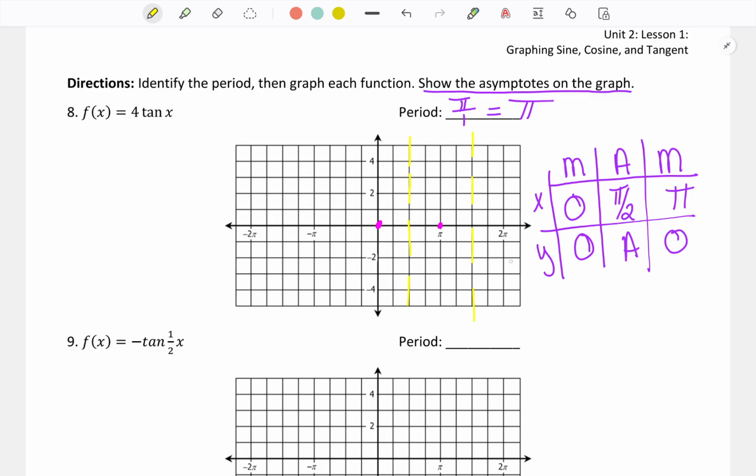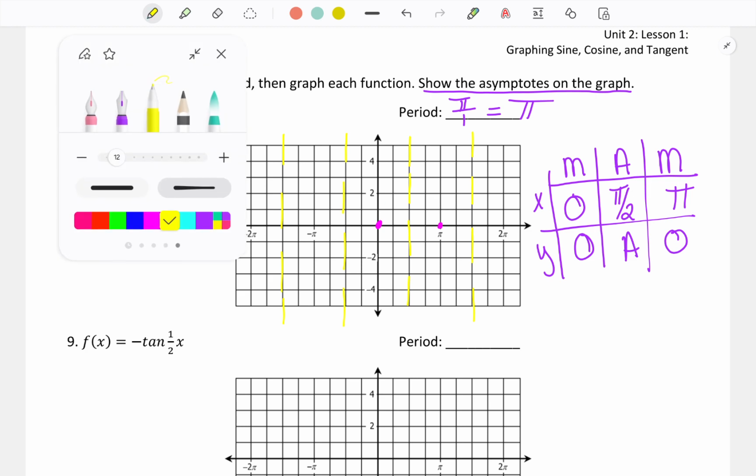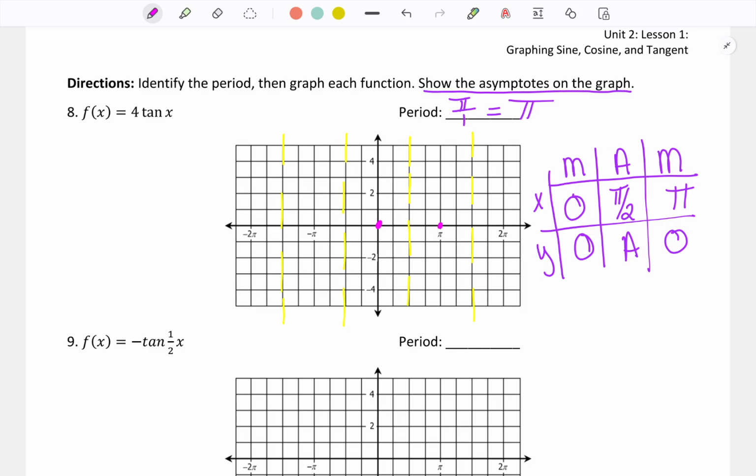And then going the other way, we have an asymptote at negative pi over 2 and at negative 3 pi over 2. So you see how we have 4 blocks in between these asymptotes because that is how wide our period is. And then at 0, we have a middle. At pi, we have a middle. At 2 pi, we have a middle, negative pi, and then 2 pi. So all of these are also pi apart, so 4 blocks.